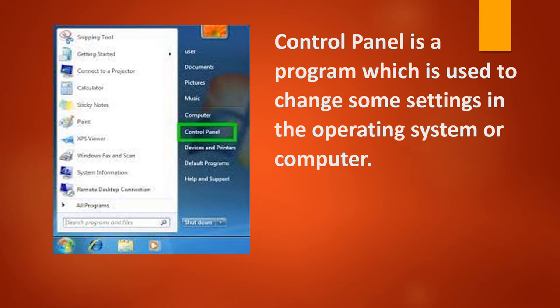So, this is the Start button over here. When you will click on it, Start menu will appear and you will get Control panel over here. And if you want to change any setting, you have to click on Control panel.